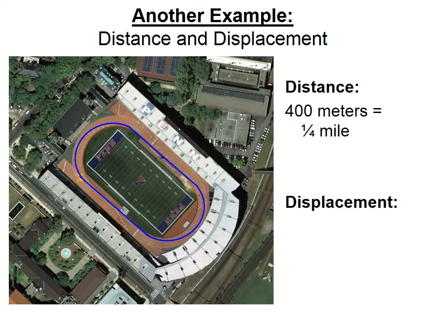Well, we know that 1 lap around the track is 400 meters, which is a quarter mile. So the total distance that you travel around the track would be 400 meters. No need to take into account the direction because distance is a scalar. But what's your displacement in this case?